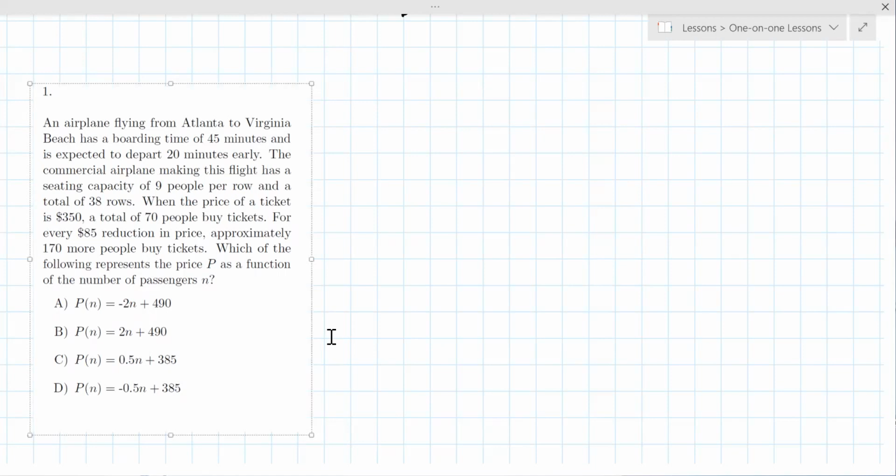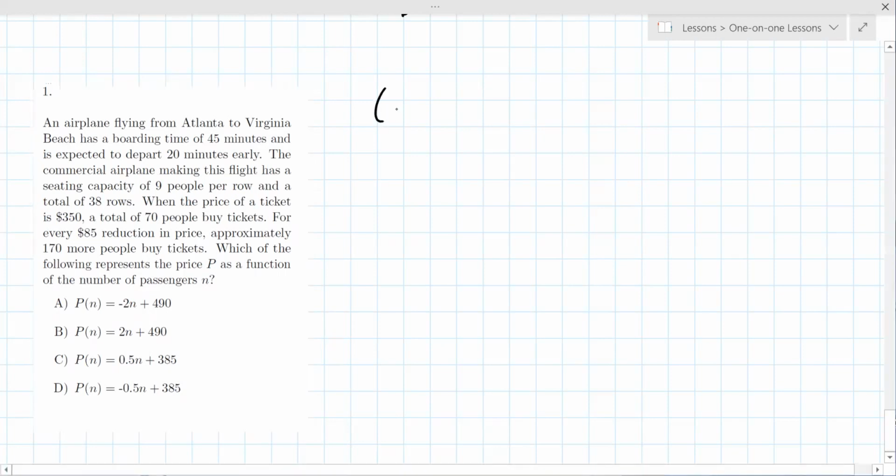Okay, so one of the ordered pairs is 70 comma 350. Yeah, and the other one is 240, 265. Yeah. I bet the slope is 1/2 or 0.5. Is it positive or negative? Positive. Should be negative. Oh, so 350 minus 265.